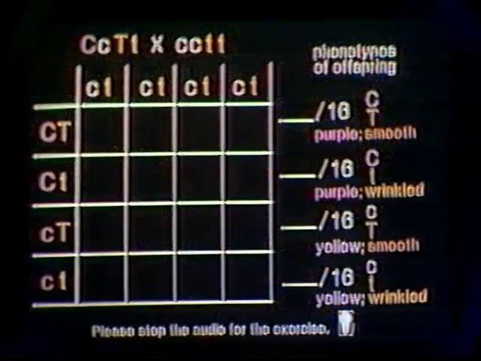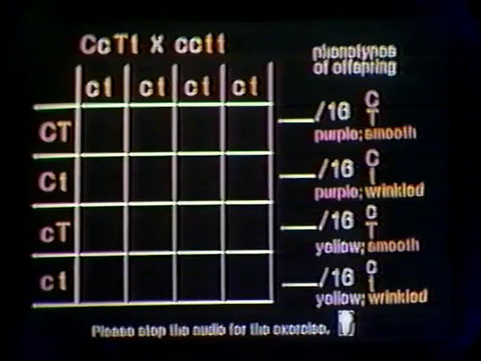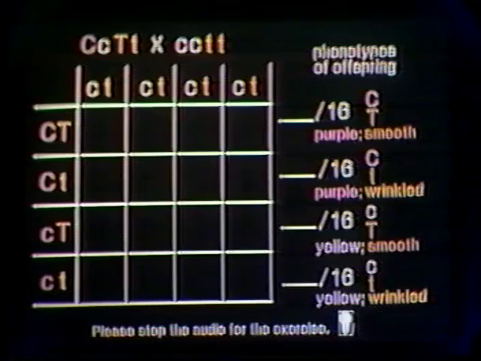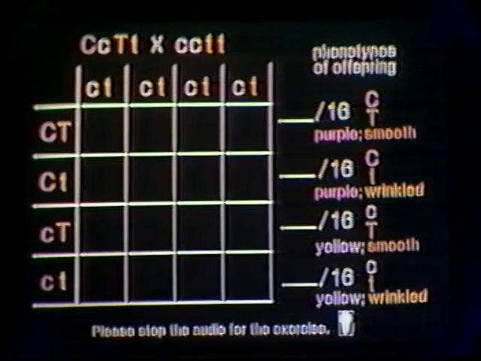What are the possible genotypes and phenotypes of corn that result when a plant that is heterozygous for both traits is crossed with a plant that is homozygous recessive for both traits? To make this task a little easier, the possible gametes of each parent have already been placed on the diagram. Please stop the audio if you wish to do the exercise.